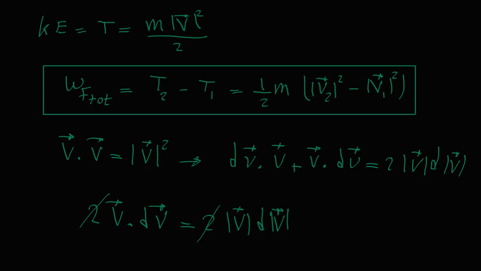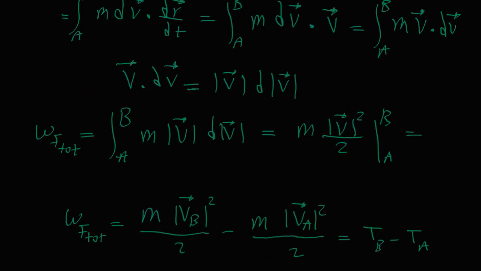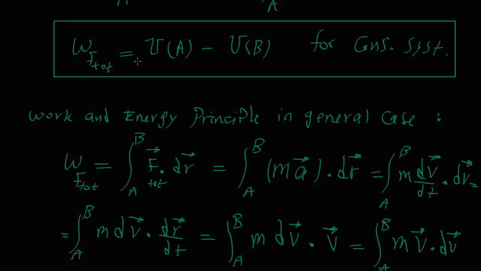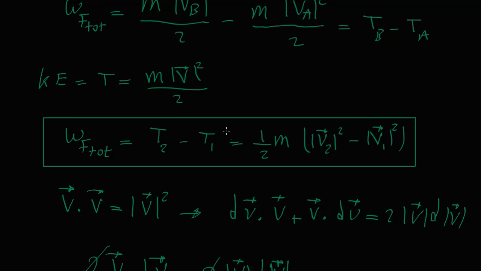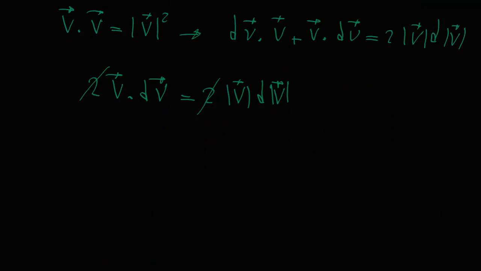Now we can actually combine these two equations, one for conservative systems, one for the general case, and write down the work and energy principle for conservative systems using this concept of kinetic energy. As I said, we are going to derive the work and energy principle over again for a more general case. So here again, just going back to conservative systems.